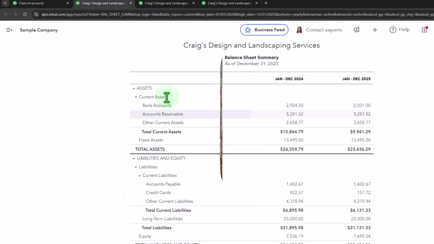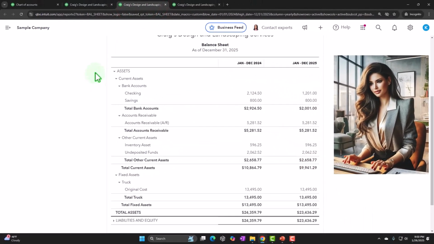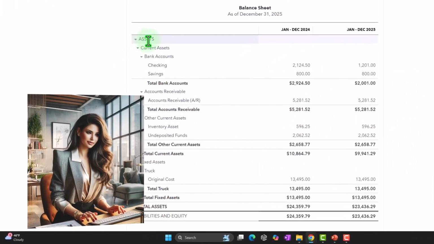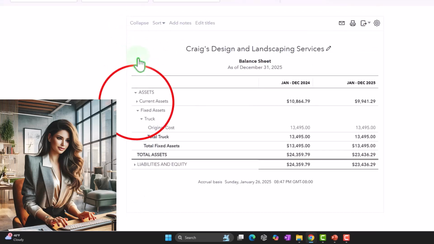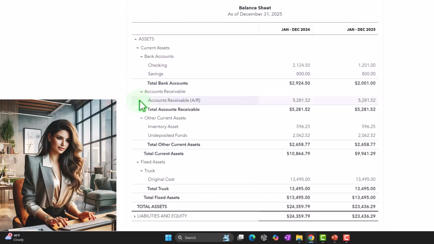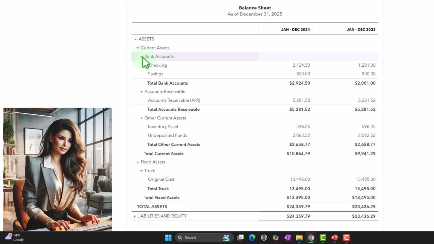So you can get an idea of how the summarized item is being constructed. If I went to the full balance sheet, you could still get to the summary. How? Because you see these little triangles. This triangle represents assets, liabilities, and equity. And then this sub-triangle represents another normal category within the balance sheet, current assets. And then these triangles represent the account types.